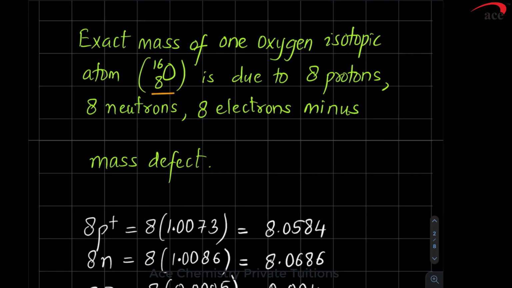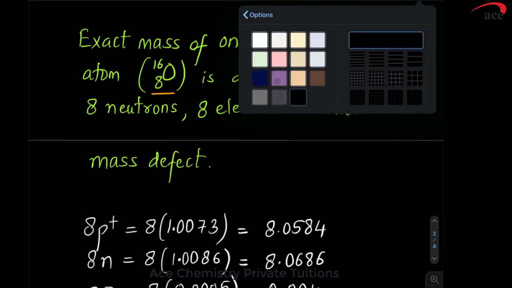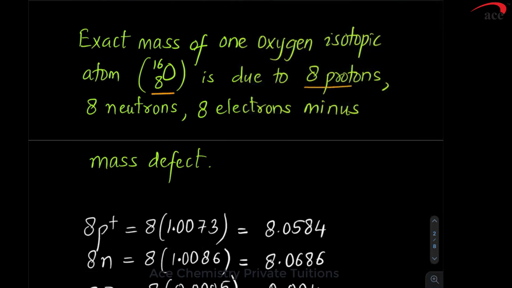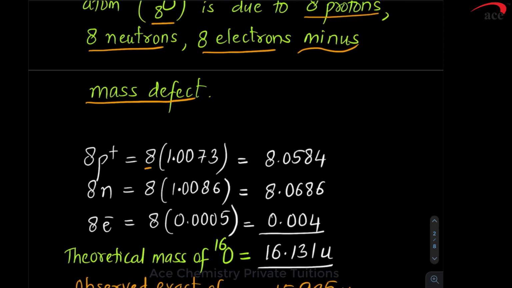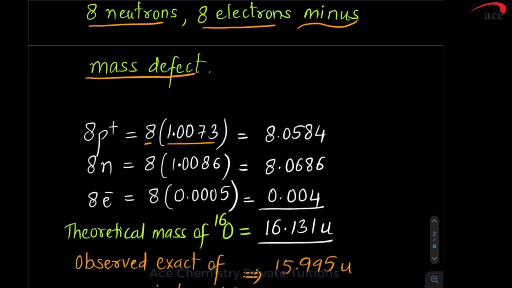If you take an isotope of oxygen, 8-16, what you realize is that 8 protons are present, 8 neutrons, 8 electrons, and we have to subtract mass defect. So 8 protons mass is 8 multiplied by mass of 1 proton. What you are able to realize, it is going to be a decimal number. It is never going to be a whole number. That means atomic mass is always a decimal number.